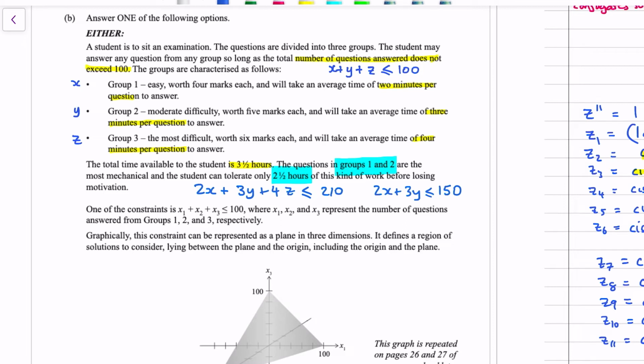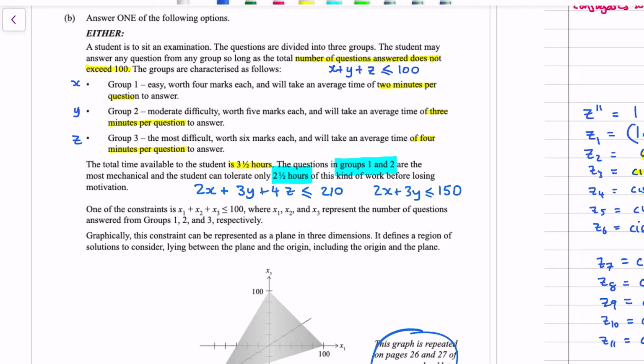x1, x2, and x3, I'm just going to leave mine as x, y, and z. I think it's nicer. Graphically, this constraint can be represented as a plane. I don't know how they expected you to graph a 3D region in the middle of an exam. It does say that they've given us the answer booklet to do that, but it's actually quite hard to visualize. Have we got any other constraints there?